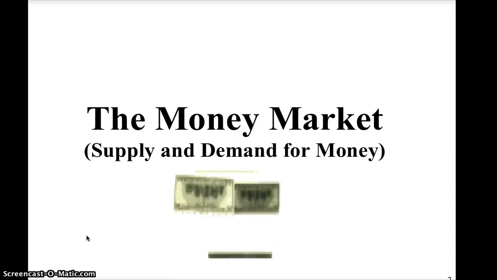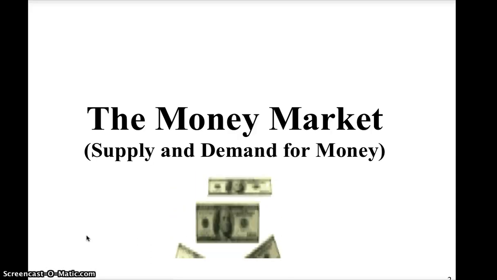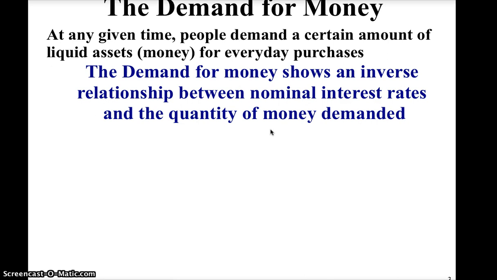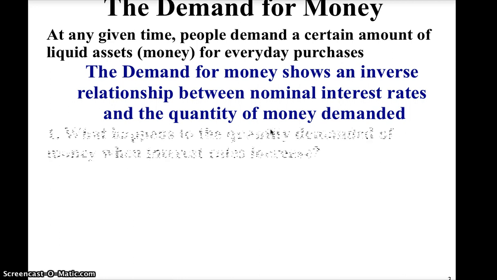So first we need to understand the supply and demand for money. So let's start with the demand for money. At any given time, people demand a certain amount of liquid assets, or just cash money, for everyday purchases. And the demand for money is just like a normal demand curve. It shows an inverse relationship, meaning a downward sloping curve. But this time it's between nominal interest rates and quantity of money demanded. Nominal interest rates, as you know, just means the interest rate that you see out there in the economy today.